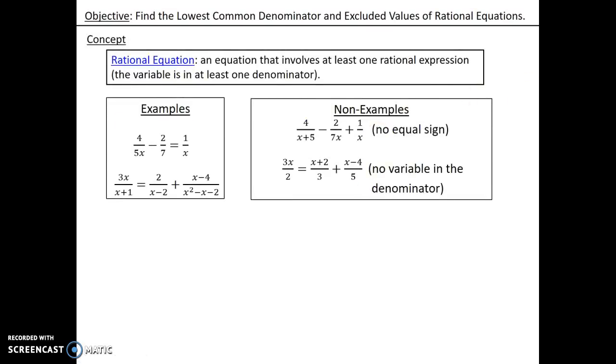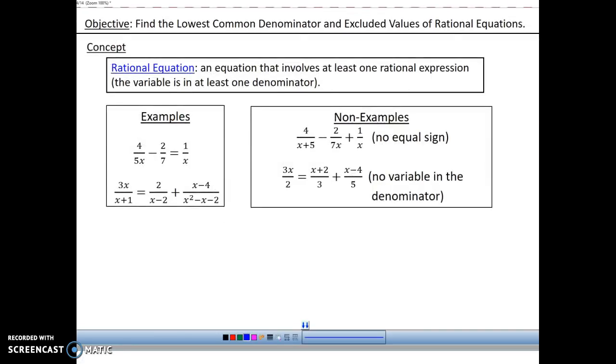Our concept for today is on rational equations. Rational equations are equations that involve at least one rational expression, meaning the variable is in at least one denominator. Some examples here, you can see 5x is in the denominator, x is in the denominator, and I also have an equal sign, which makes it an equation. With x plus 1, x is in the denominator, and I also have an equal sign.